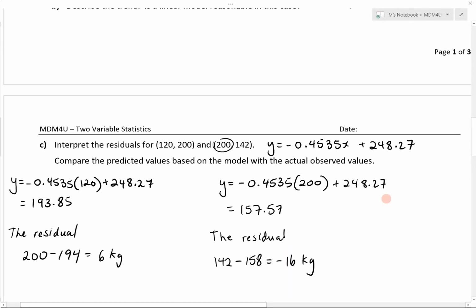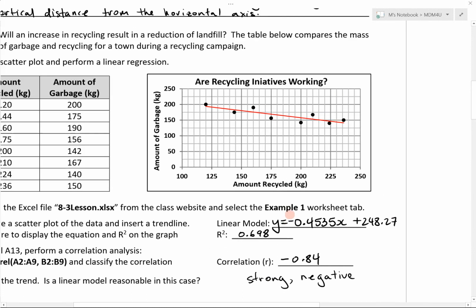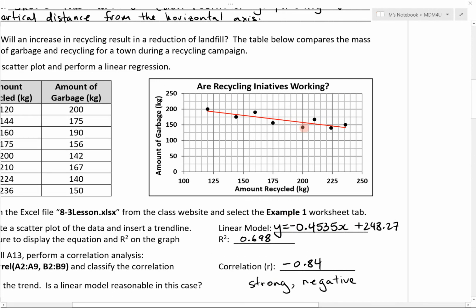Okay, and just to show you on the graph here, that point, 200 kilograms, and that's my line of best fit point. And for the first one we analyzed, it was 120 and 200, so 120 is right about here, and the red point would just be right below it.